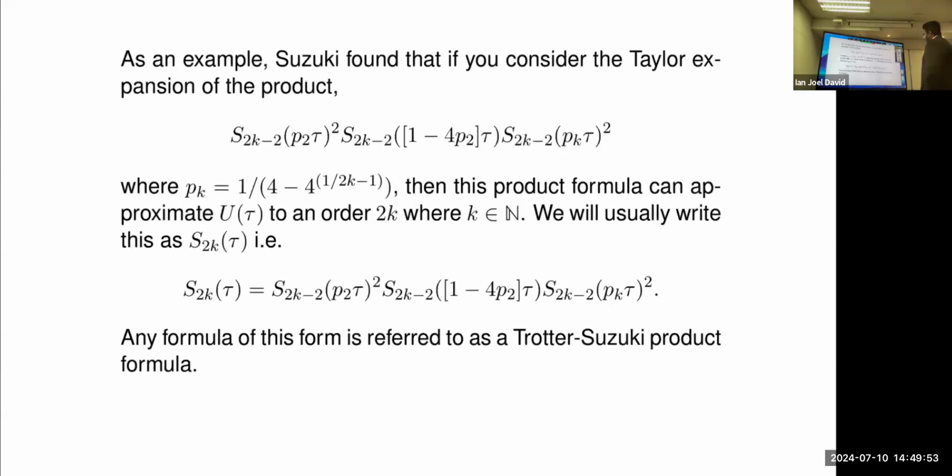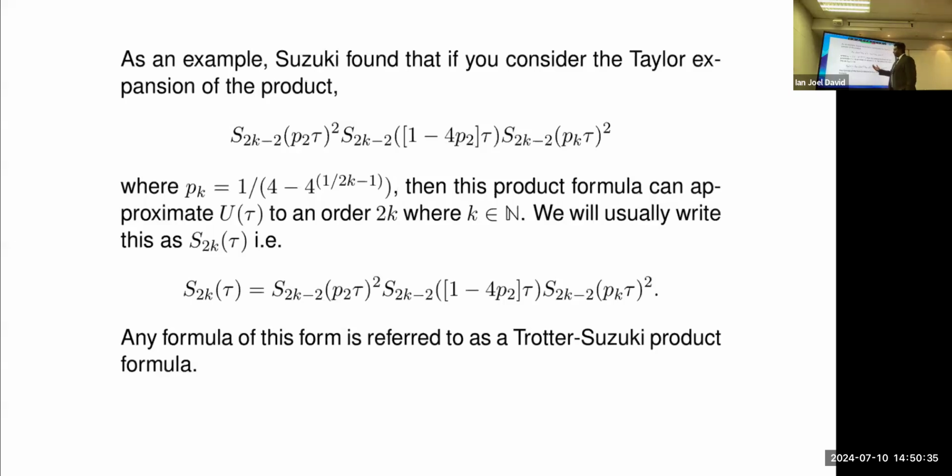As an example, Suzuki found that if you consider products of this form here, where k is any natural number, then you can approximate the time evolution operator up to order 2k. Now you may be wondering, I'm saying 2k, that means I'm only approximating to even orders. Well, if you so choose, you can use the fourth order approximation to approximate a third order formula. You just don't cancel the term. And that's why he doesn't do it for odd numbers, although you can write the recursive proof in that way.